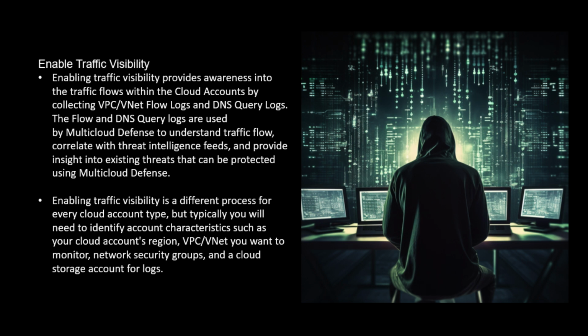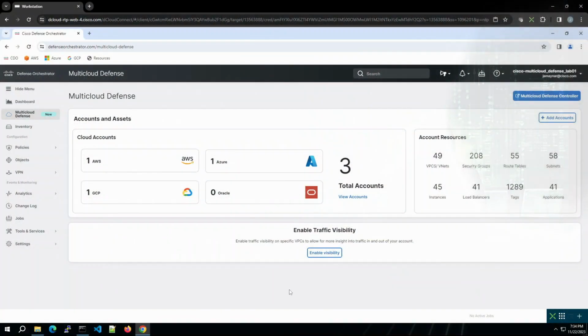Now, enabling traffic visibility is a different process for every cloud account, and I'm going to do each one of them, starting with AWS. But typically, you will need to identify account characteristics, such as your cloud account's regions, your VPC or VNet. You want to monitor network security groups and a cloud storage account for logs. Let's get started. All right, we're in Cloud Defense Orchestrator.